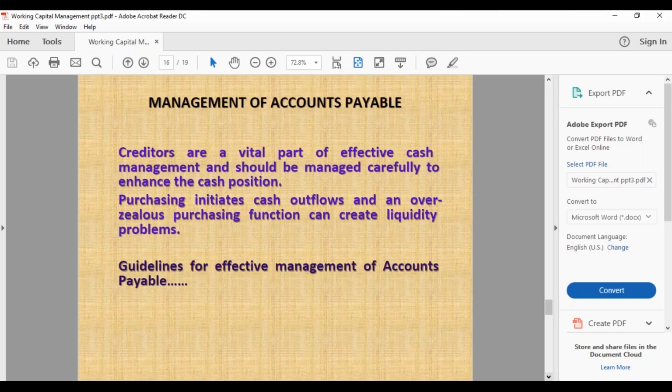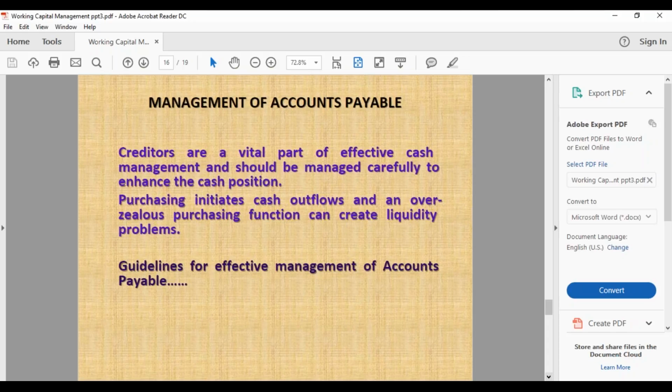Accounts payable is also equally important. So creditors are a vital part of effective cash management and should be managed carefully to enhance cash position. Creditors are people whom you are going to pay. They might be your suppliers, or they might be your bank. So you have to make sure that you are taking care of the accounts payable well.